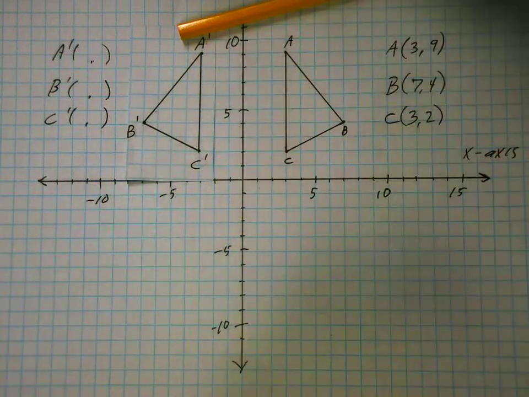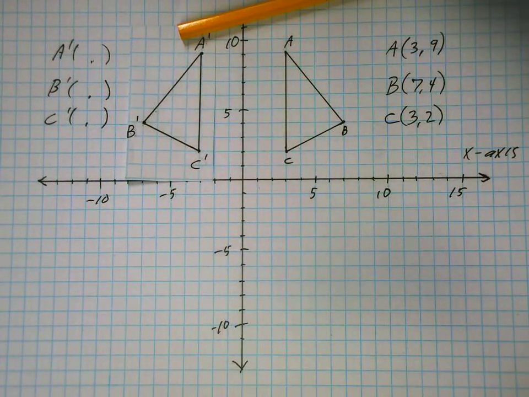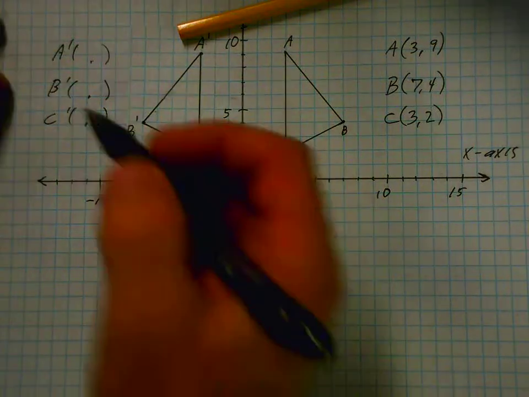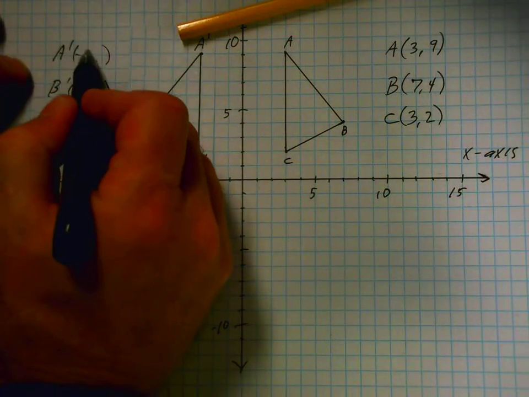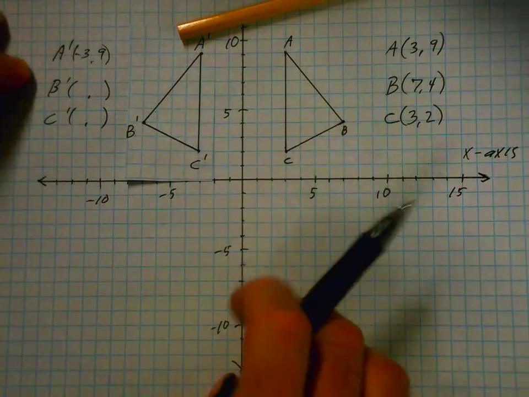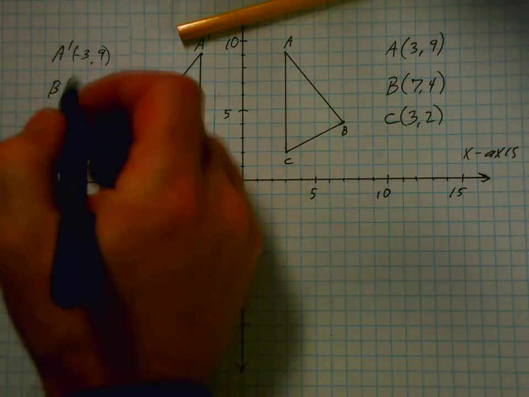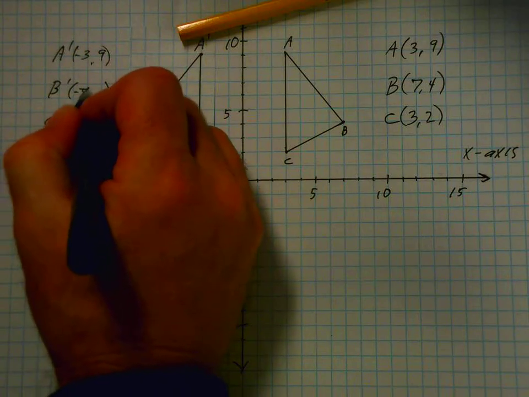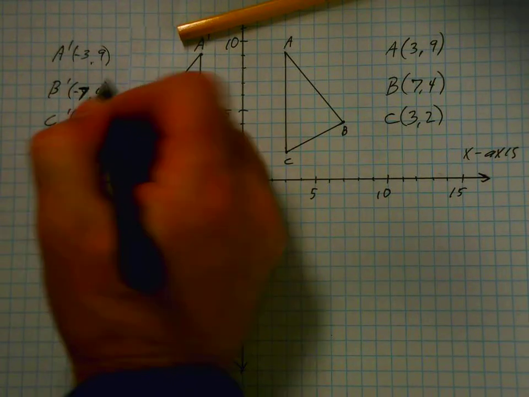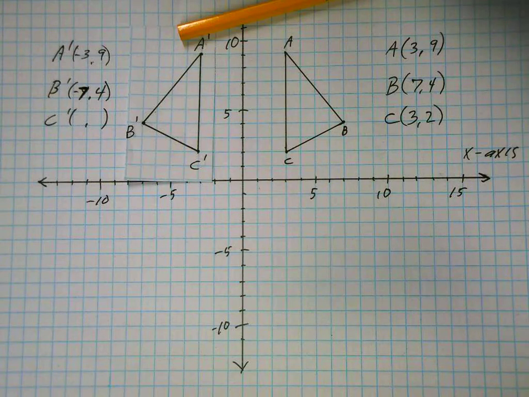There it is. So, somebody tell me, what is the new coordinate? What is the coordinate for A prime? Negative 3, 9. Okay, so this is negative 3, 9. How about the coordinate for B? How about some more people in the room answering the questions? Negative 7, 4. Very good. Negative 7, 4. Thank you. And thank you for speaking loudly so we can hear you up here.